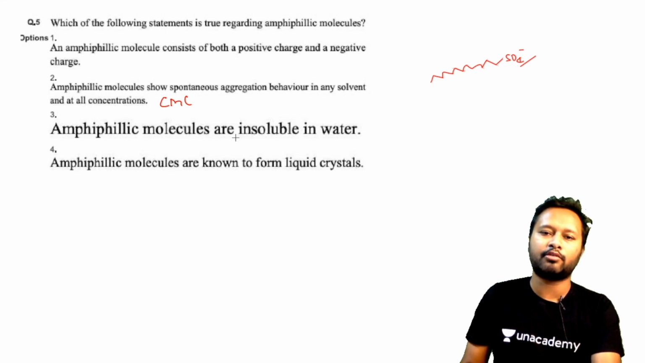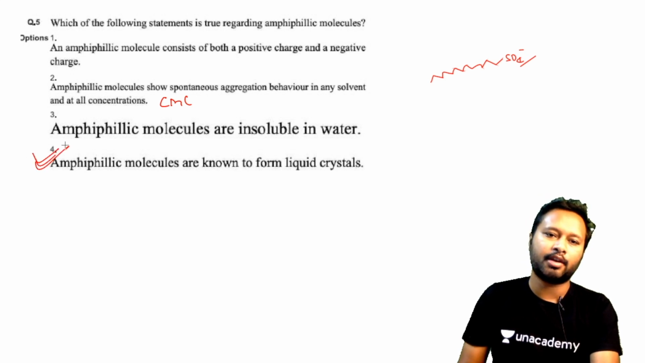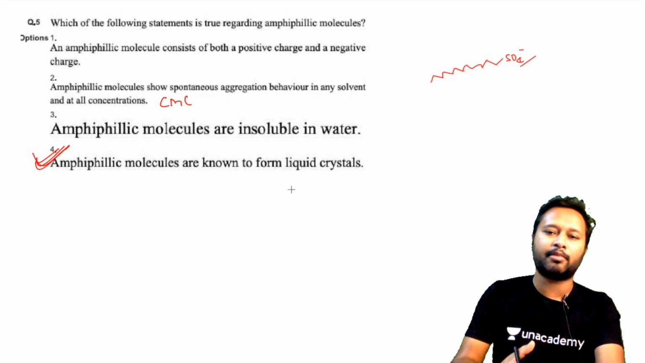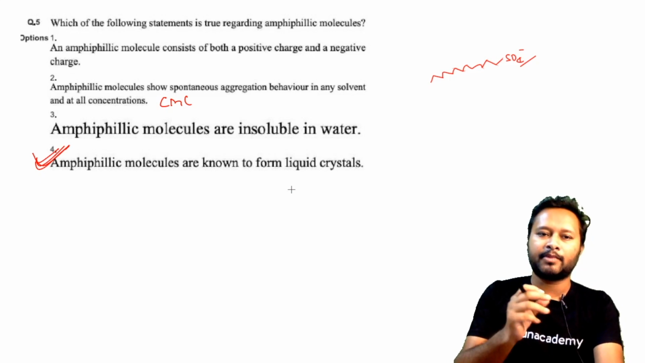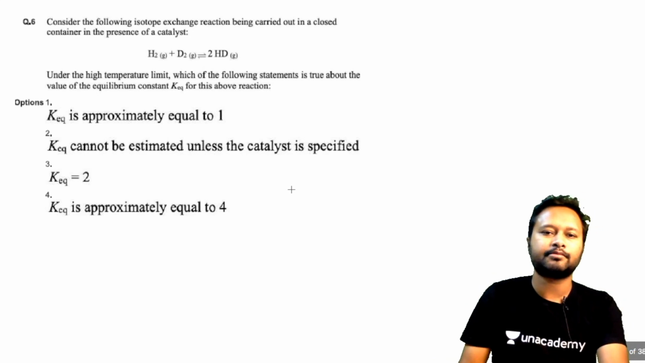The third says amphiphilic molecules are insoluble in water. That is totally incorrect. Amphiphilic molecules have a water loving end, so that's what makes them soluble in water. And the last statement says amphiphilic molecules are known to form liquid crystals. This is the correct statement. Amphiphilic molecules form liquid crystals. The micelle is one example of that. There are various research papers which have been published on amphiphilic molecules and how they form liquid crystals. So yeah, option D or option number 4 is the correct option for this.